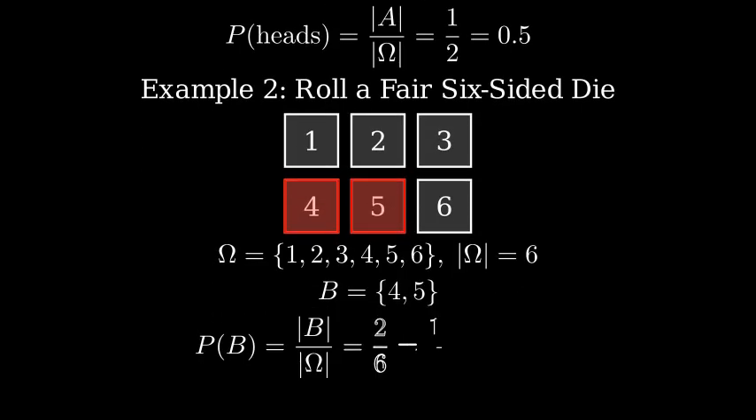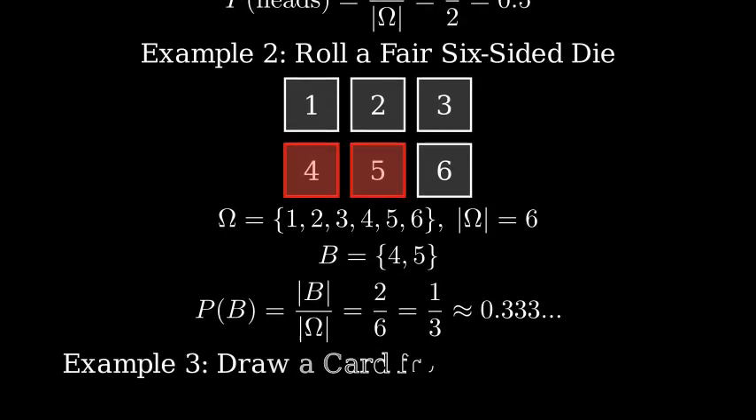The probability of event B is the size of B, which is 2, divided by the size of the sample space, which is 6. This simplifies to 1/3, or approximately 0.333. For our third example, let's examine drawing a card from a standard deck.